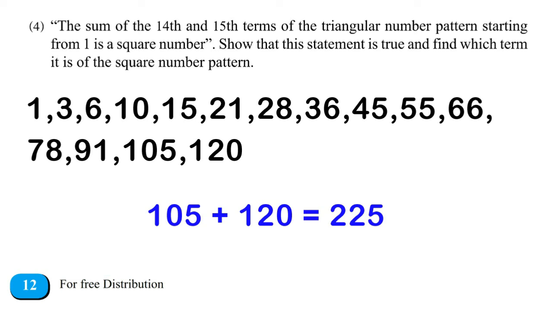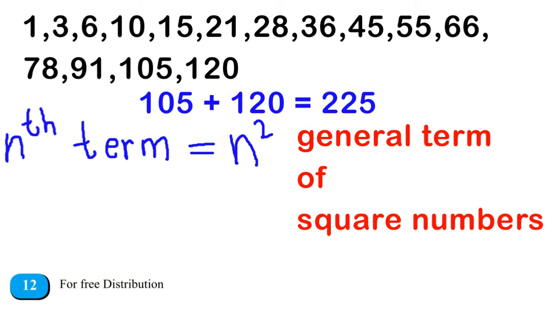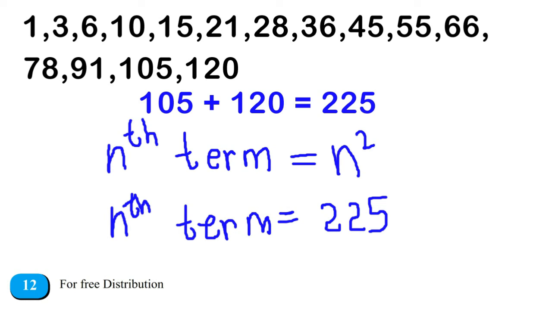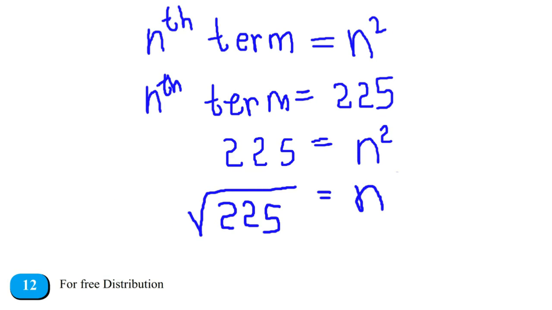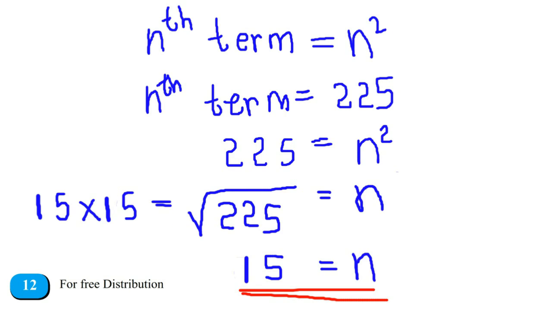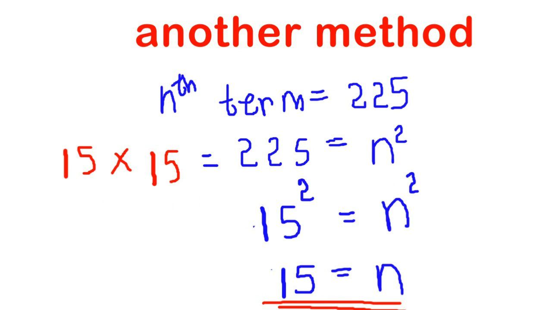Okay, now in order to check whether this 225 is a value of a term of the square number pattern, we should apply this 225 into the general term of the square number pattern. So nth term equals 225. Now we have to find the square root of 225. Square root of 225 is 15, which means this is the 15th term of the square number pattern.